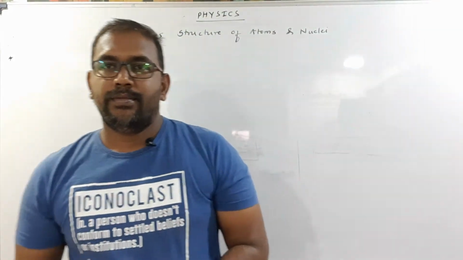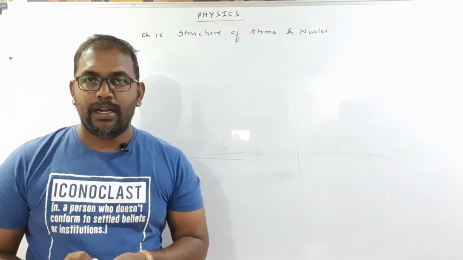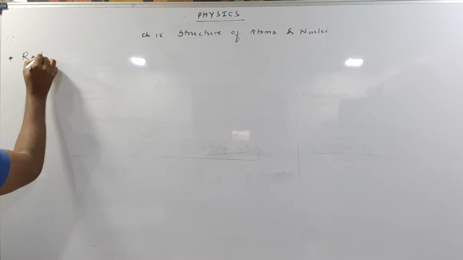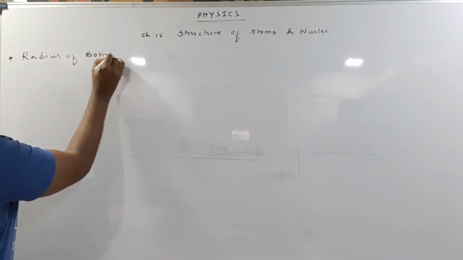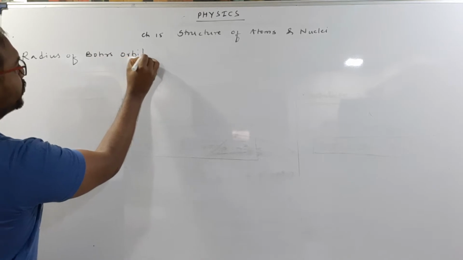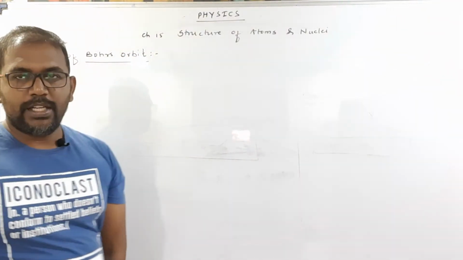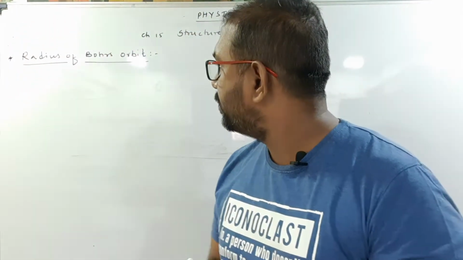Hello. Now next article from chapter 15, structure of atom, and it is radius of Bohr's orbit. Now pay attention, or we can write here radius of orbit basically.